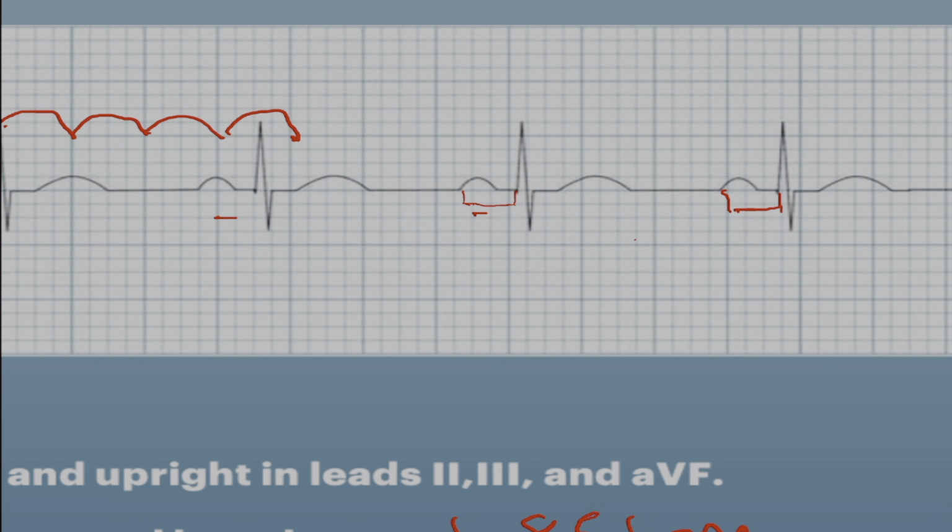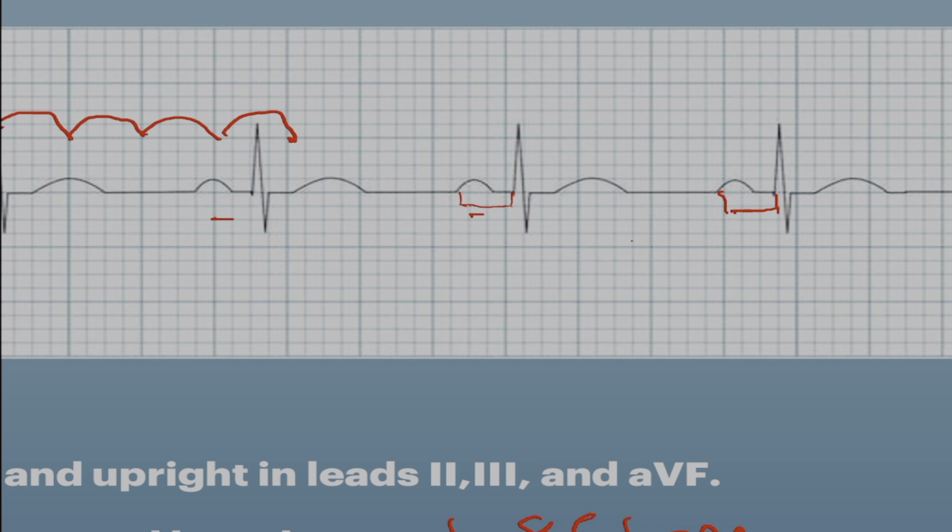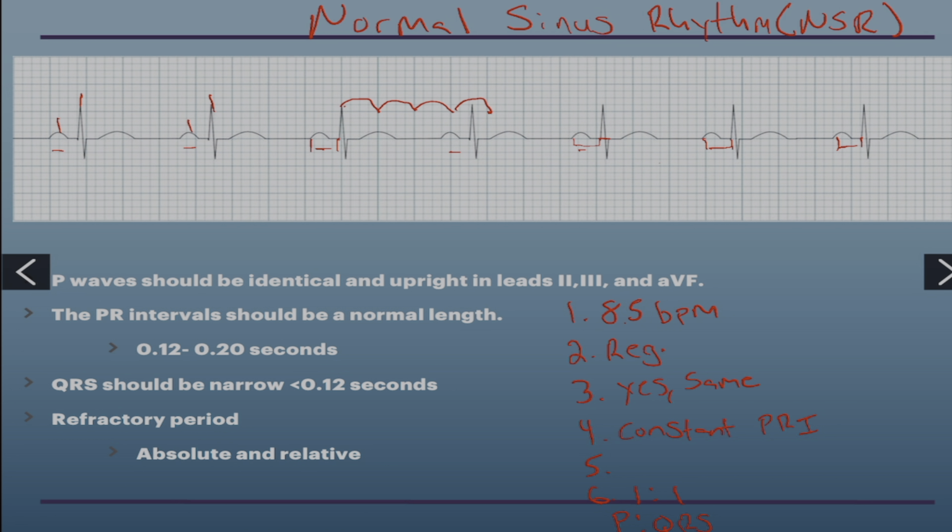And one of the last things I want to know is I need to take a look at my QRS complex. I really need to know, is it narrow or is it wide? A QRS complex should be less than 0.12 seconds or 3 small boxes. I can look at this and see, yes, I'm really only about 1.5 small boxes. So we'll call that a 0.04 QRS, which is narrow.